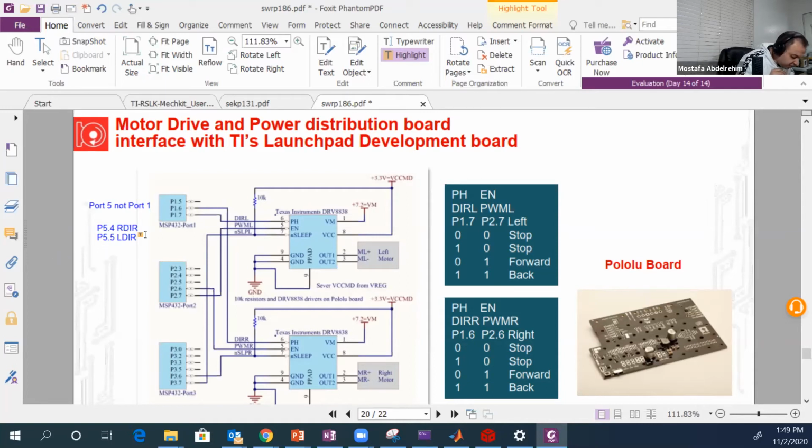How is this? Just look at the connections. So this should be 5.4, and it's connected to the phase. As I said to you, the phase pin in this driver chip is to control the direction, and the other one is also connected to the phase pin.